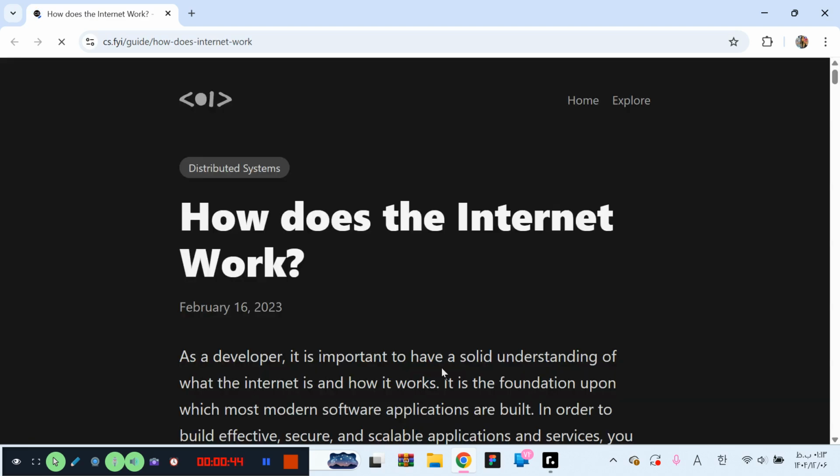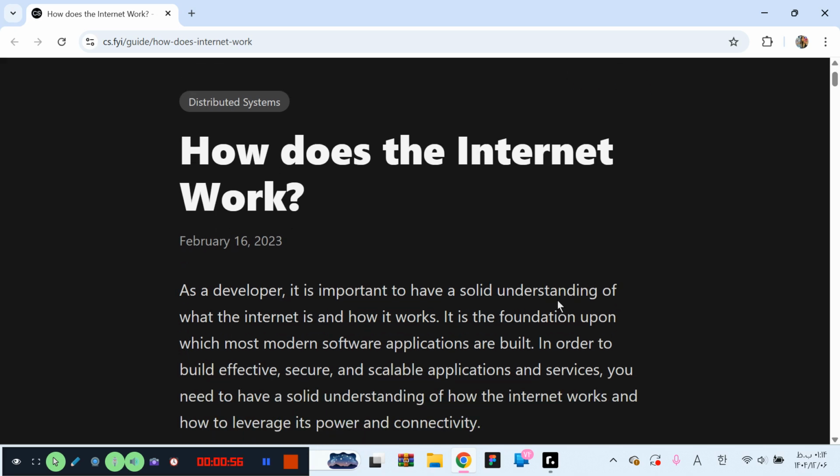Okay, I told you that I'm going to read this article in the second part, so I'm gonna get to it. So, how does the internet work? As a developer, it is important to have a solid understanding of what the internet is and how it works. It is the foundation upon which most modern software applications are built.